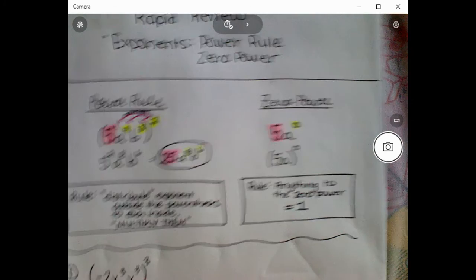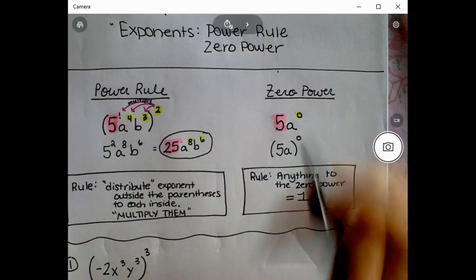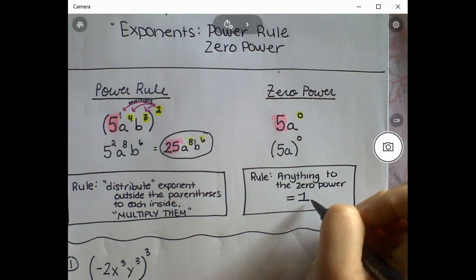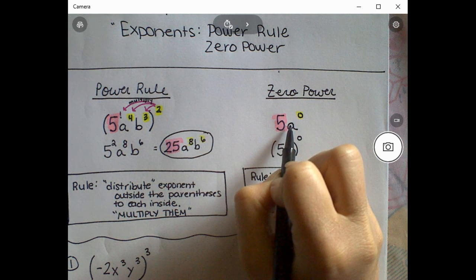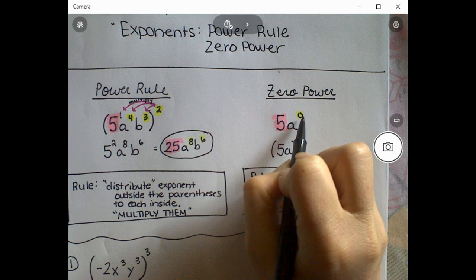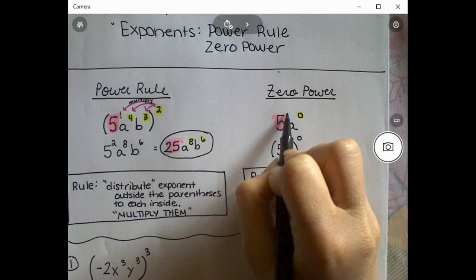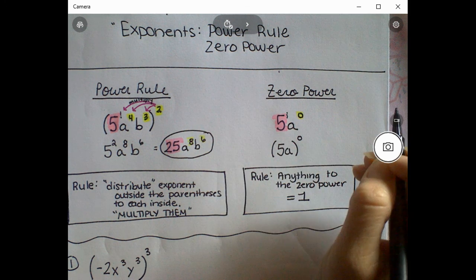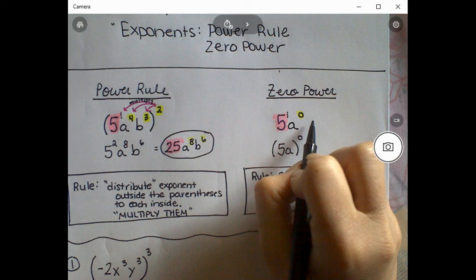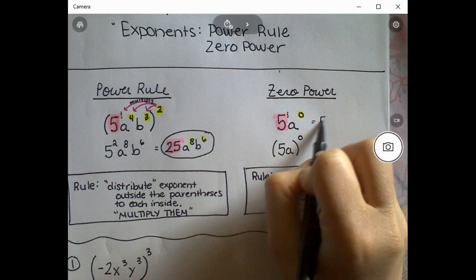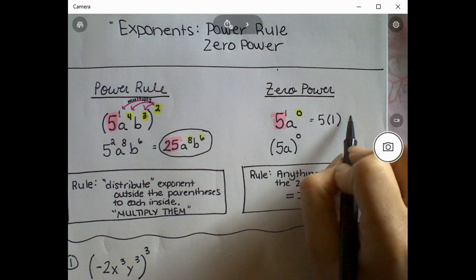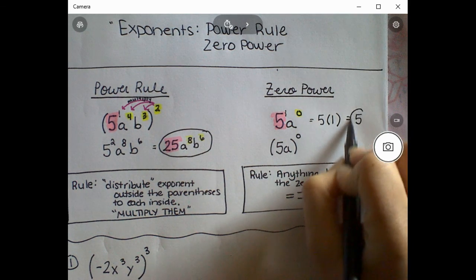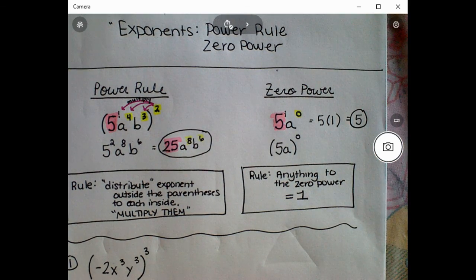For zero power, anything to the 0 power equals 1. So this part, this A to the 0, is the same as 1. This 0 does not belong to the 5 because the 5 has an implied exponent of 1. Anything to the 0 power is 1, so it's like saying 5 times 1. And 5 times 1 is 5. So that would be the answer for that first one.